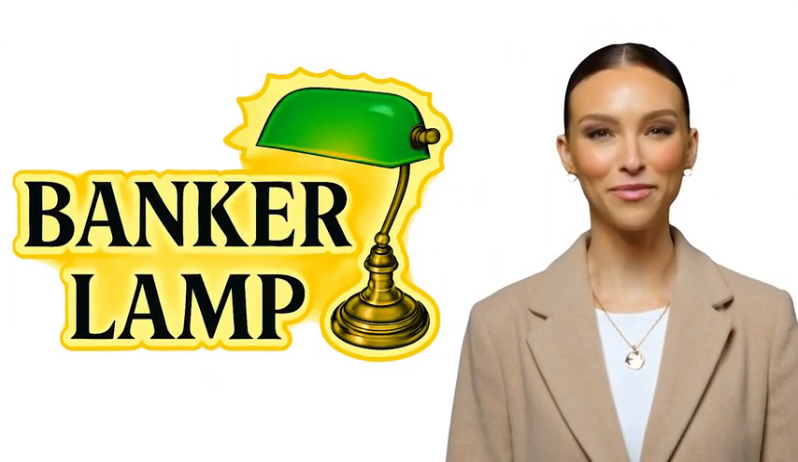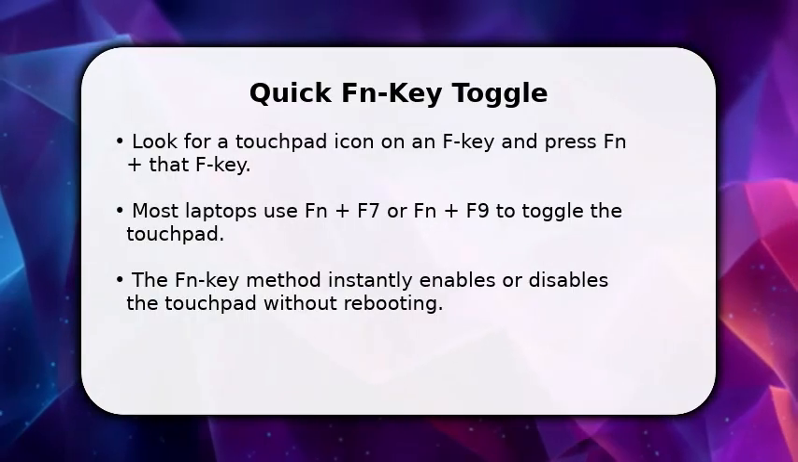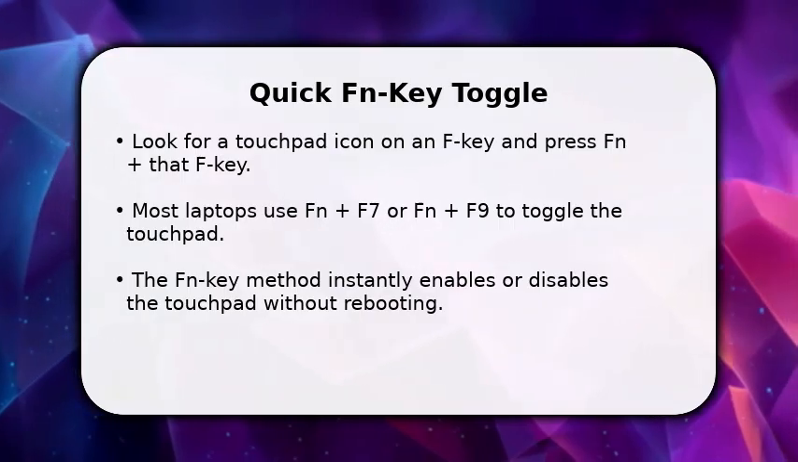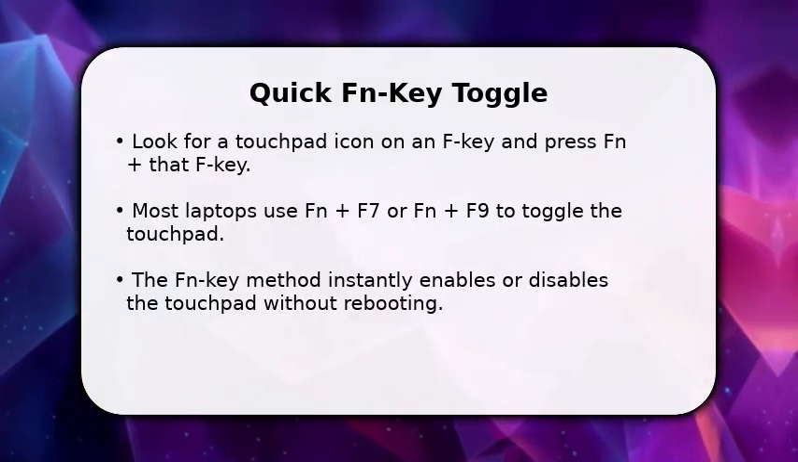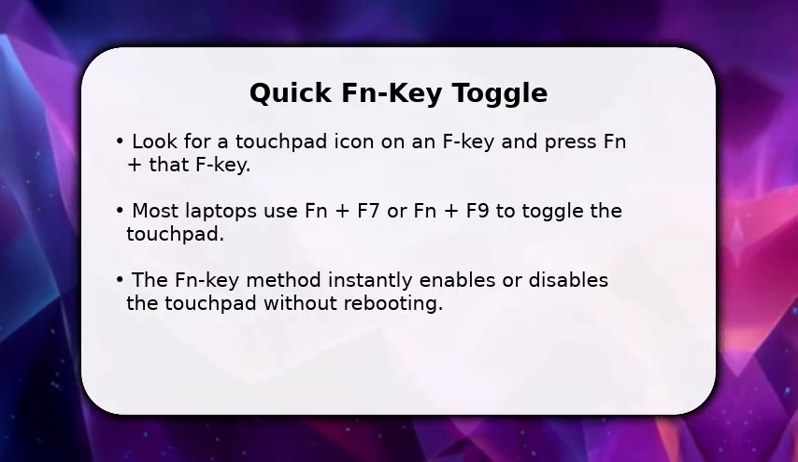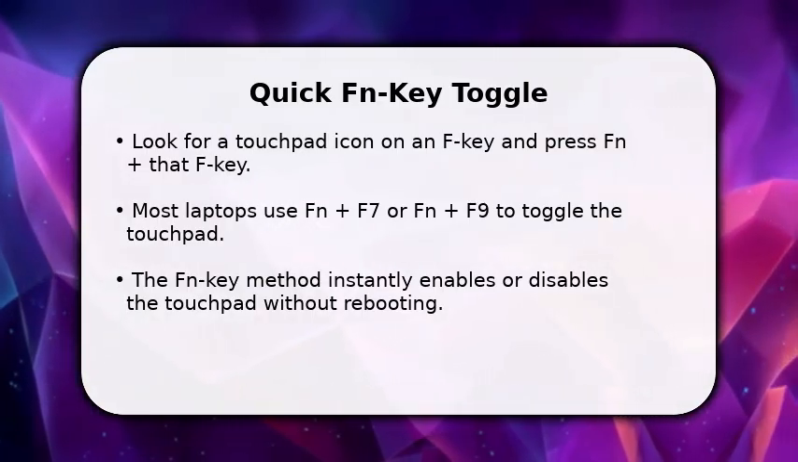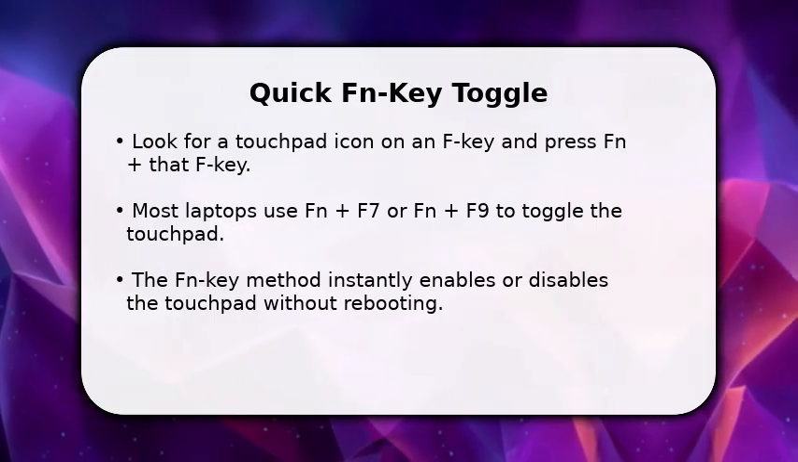Please enjoy the video. Start by locating the function row at the top of your keyboard. Look for an F key with a touchpad icon and note which F key it shows. Press and hold the FN key and press that F key once to toggle the touchpad off.